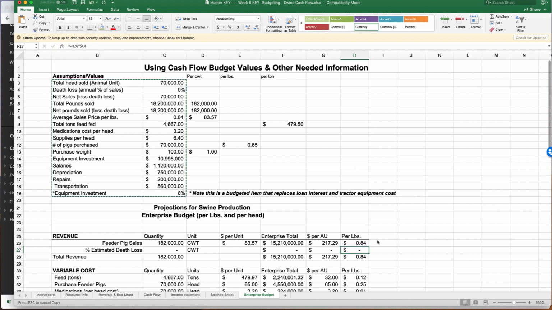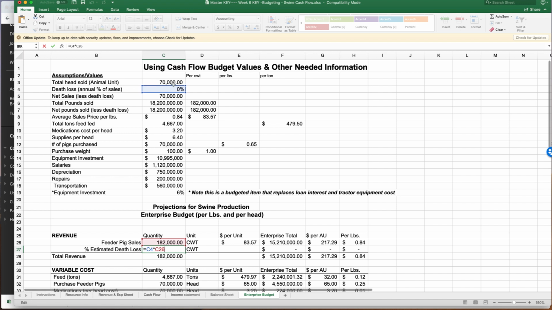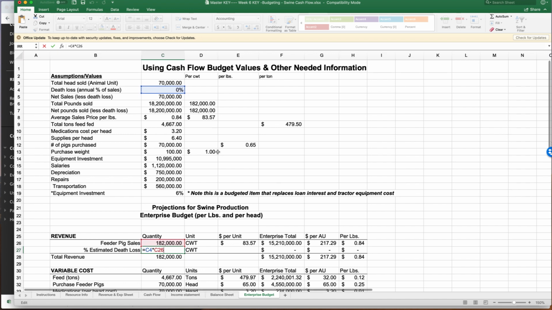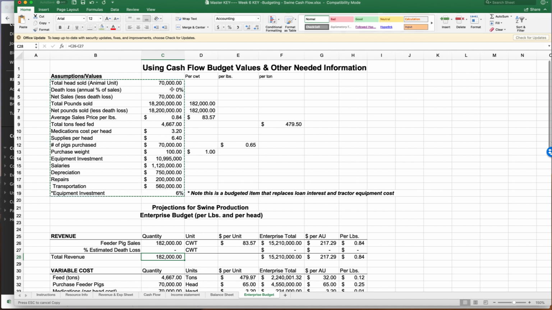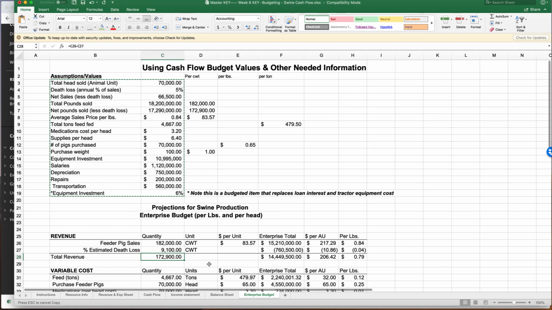Now, some may die. So what I did was I think it's easier to put that on a separate line. So percent estimated death loss. How many? Well, that's just a formula that I have written that's going to take that amount of death loss that's right now zero and multiply it times the quantity, which is 70,000. So if I come in here and say that is a 5% death loss, then that's going to give you 9,100 is our quantity, and so that means we're only selling 172,900 hundredweights.